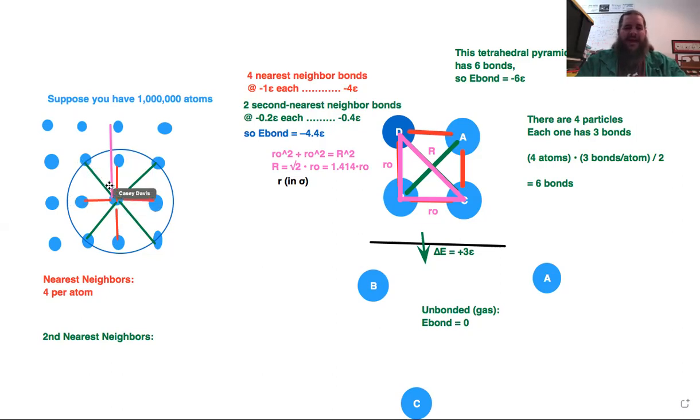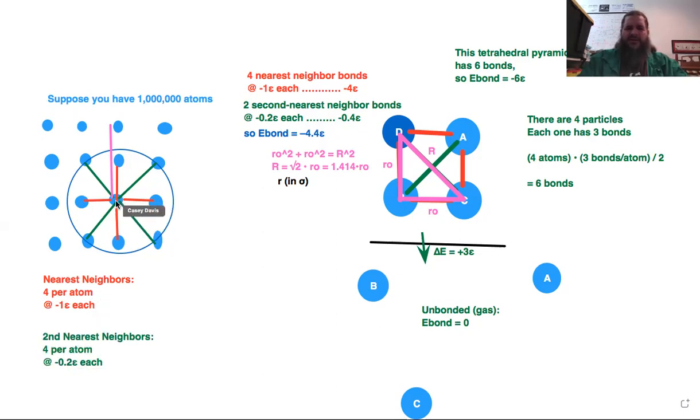Look that up on the graph. And again, this is just an approximation. I'm going to say about negative 0.2 epsilon each, as opposed to the nearest neighbors, which were negative 1 epsilon each. The second nearest neighbors, it looks like this typical atom has 4 second nearest neighbors at negative 0.2 epsilon each.